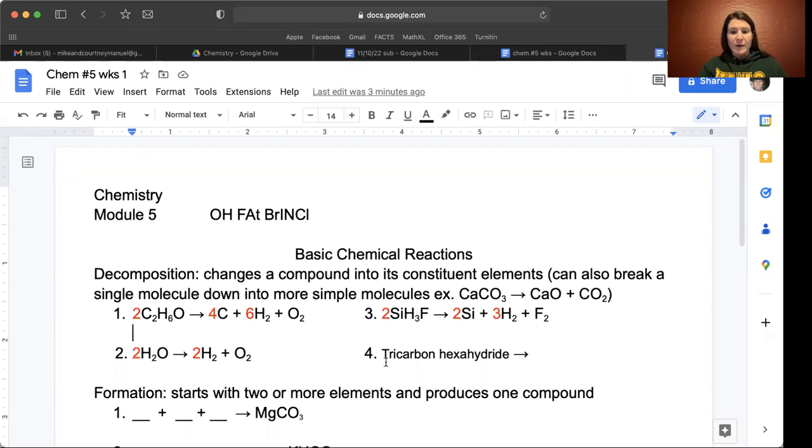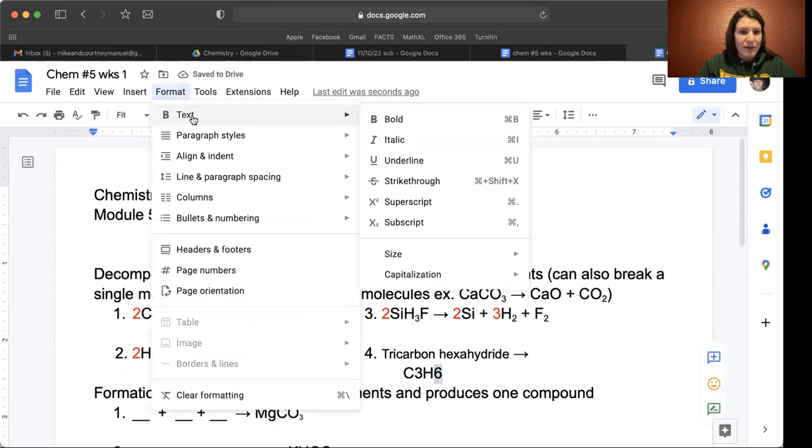All right, number 4. The first thing you have to do is read it and realize you have to write the formula based on what it says, a tricarbon hexahydride. Based on the name, we know that this is a covalent compound, and we're going to first have to write what that is. This is a tricarbon, so it's going to start with a carbon and there's going to be 3 of them, and it's going to be a hydride and there's going to be 6 of them. That's what hexa means.